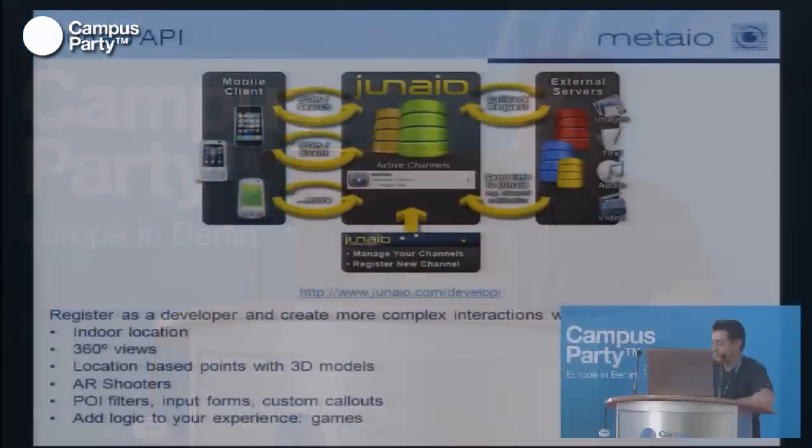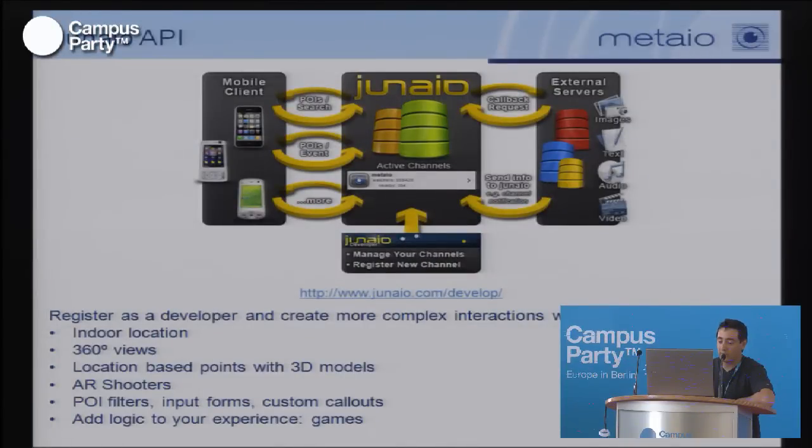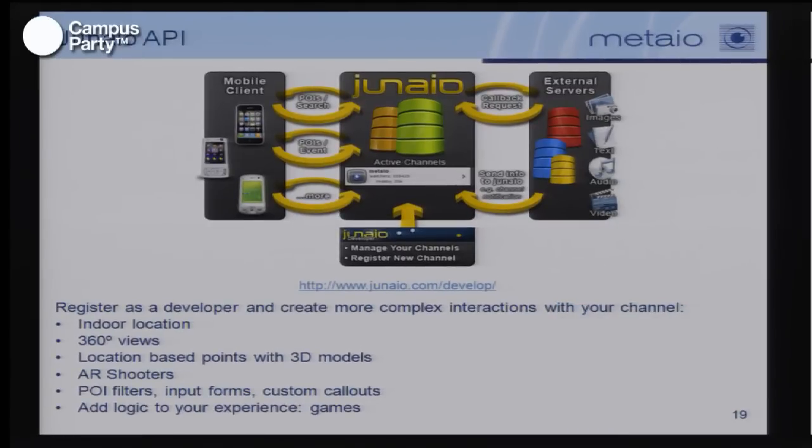So what if you want to create a more complex experience? We have an API that you can use to create other kinds of more complex experiences. For instance, we support indoor locations by encoding latitude and longitude in a QR code, so the user can, inside a building, scan this code and their location will be provided, so the application will know where the user is and provide any other new content around them. You can create 360-degree views, so you can show how a place will look inside around a user.